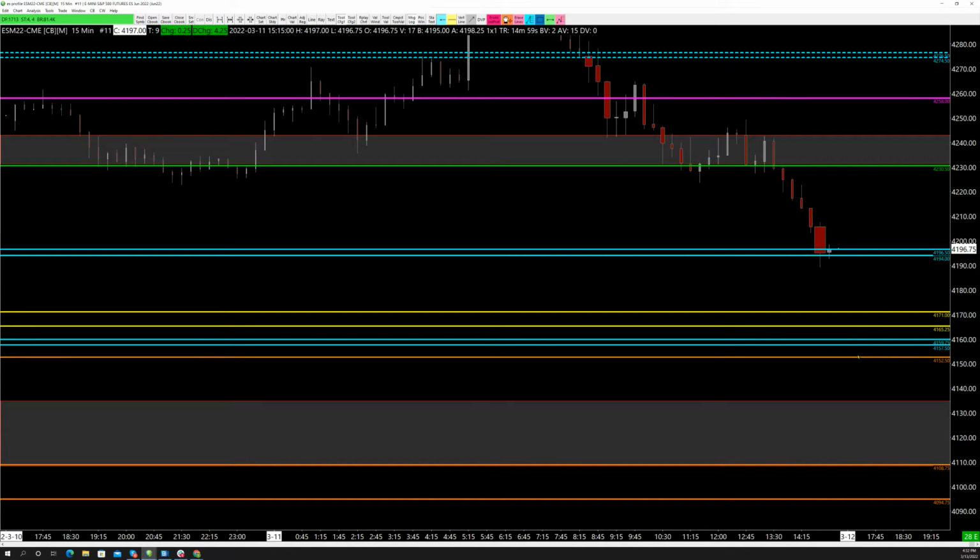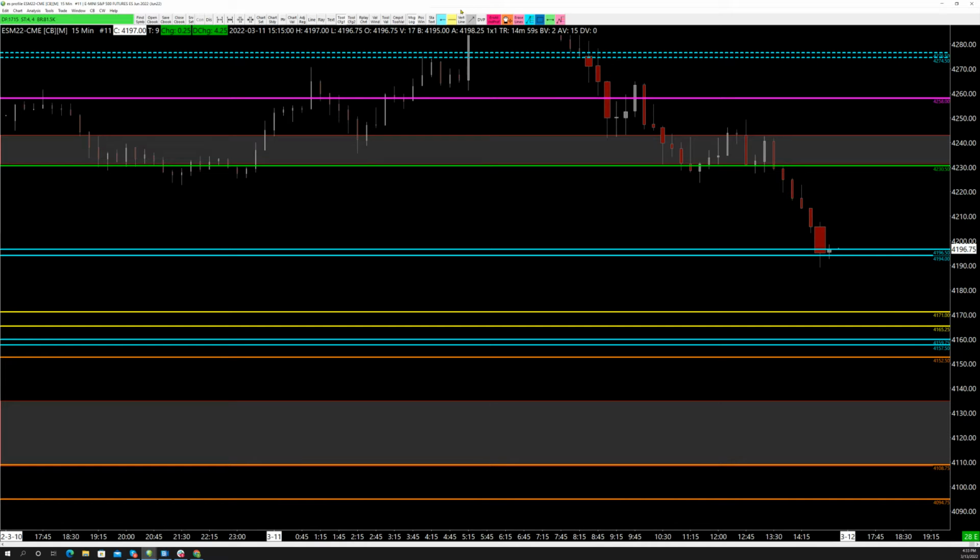Prior day's low at 4152.50. Heads up for a big reversal here. And then we have these single prints at approximately 4135 all the way down to 4110, where we also have a 4108.75 prior day's low and a 4094 prior day's low.